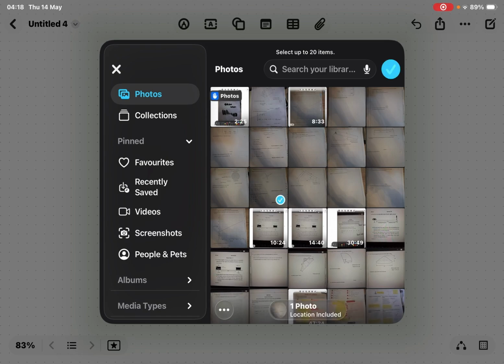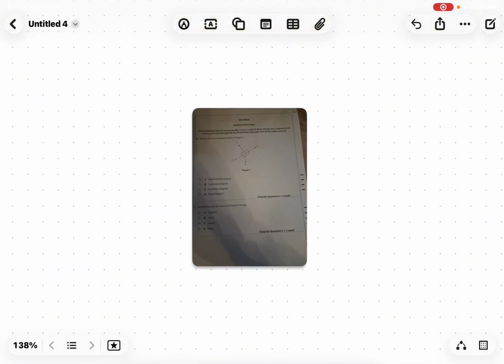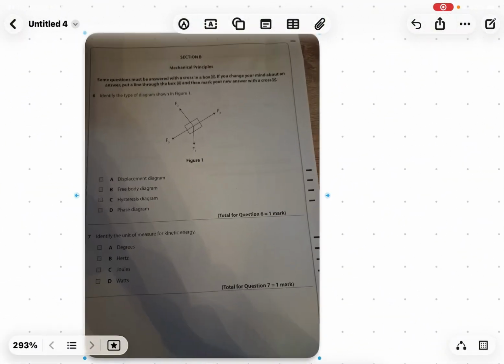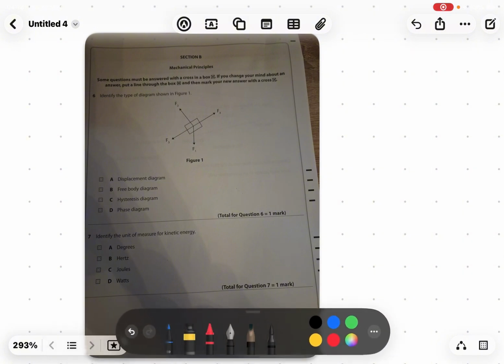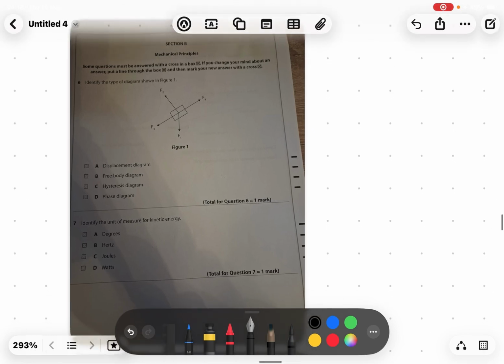After that, we have this. Basically, straight away, just read the question. The answer is B, free body diagram, because there's nothing else here. It's only the forces and the subject. And then, what is kinetic energy? Joules. Remember, energy is measured in joules.